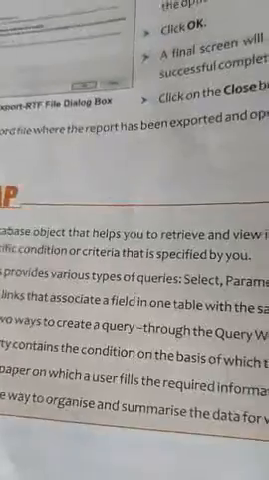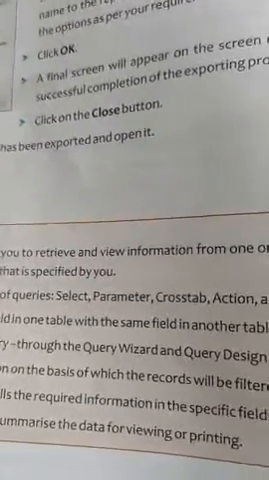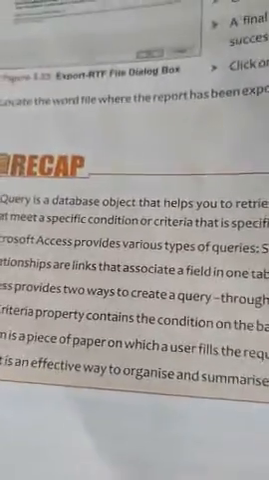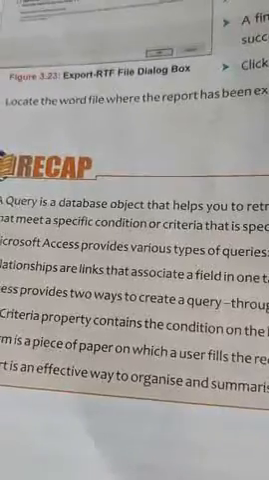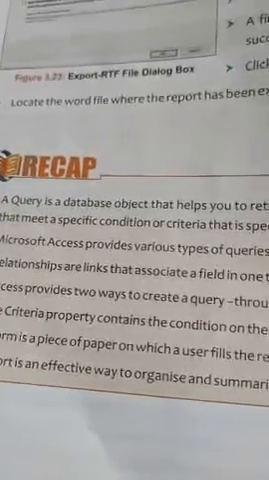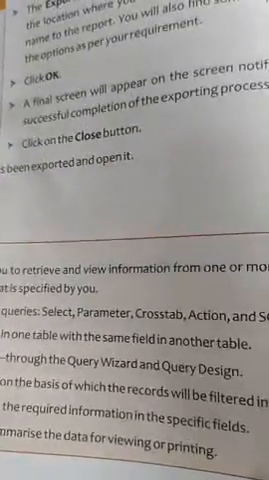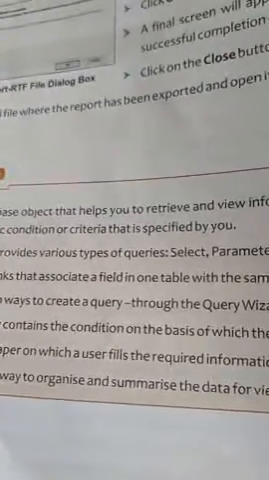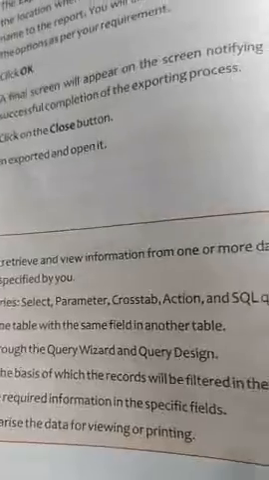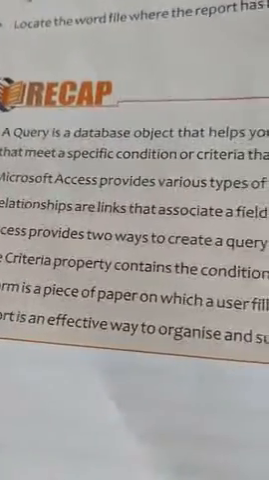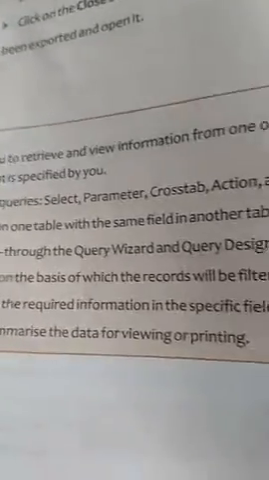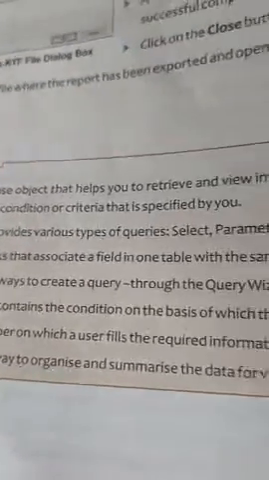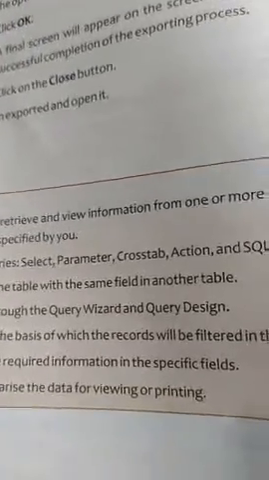Relationships are links that associate a field in one table with the same field in another table. Access provides two ways to create a query: the query wizard and query design. A criteria property contains the conditions on the basis of which records will be filtered in the query output. A form is a piece of paper on which a user fills the required information in specific fields. A report is an effective way to organize and summarize the data for viewing.